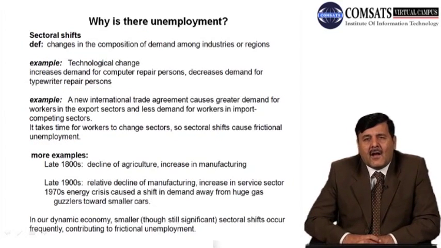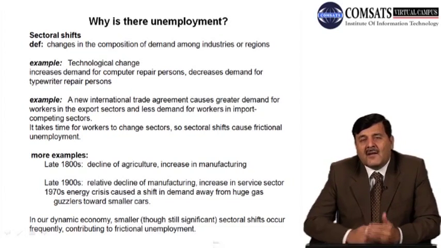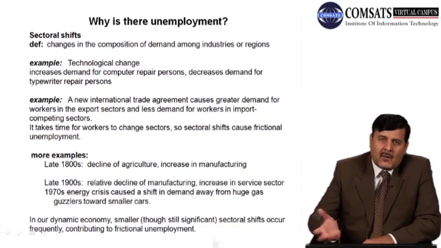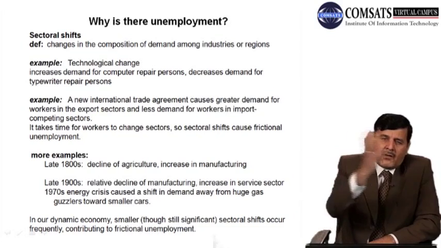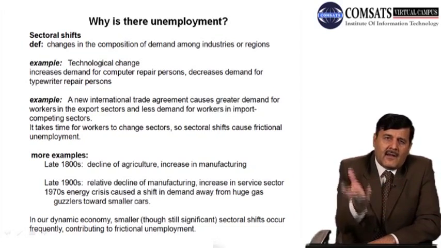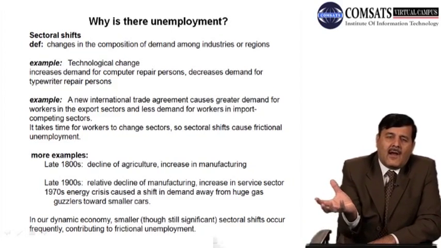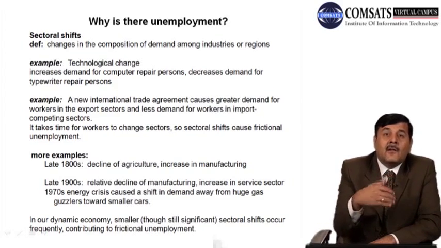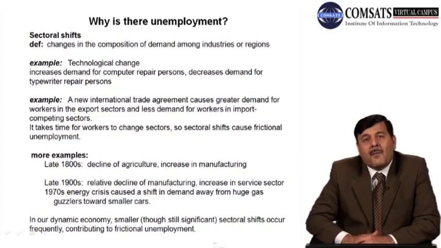And another reason for unemployment is the sectoral shift, or sectoral unemployment. So what is a sectoral shift, what do we mean by that? Changes in the composition of demand among industries or regions. So when there is a change among the sectors, like if the manufacturing sector was being concentrated on more, so if the industry is concentrated toward another sector other than the manufacturing sector, that is the agriculture sector or the service sector, then because of the sectoral shift, the change that comes among the industries or the regions, in this case people become unemployed, right?